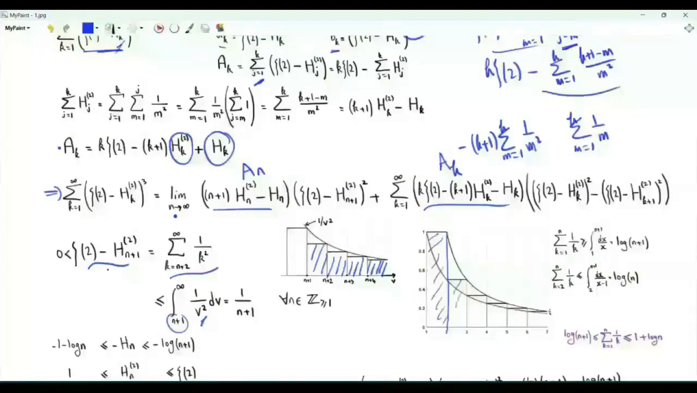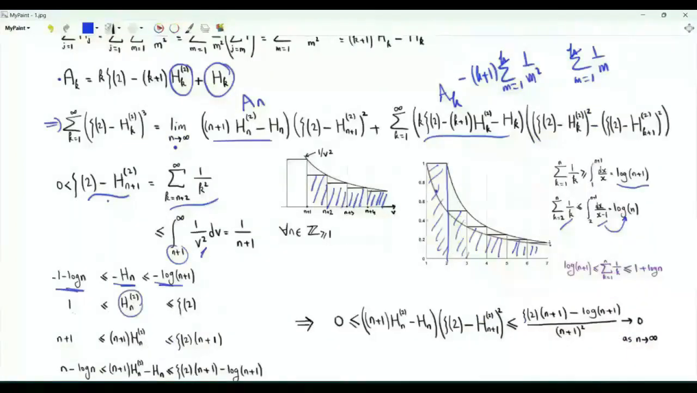The harmonic number H_n is lower bounded by the area under the red curve. That's the integral over x from 1 to n plus 1 of 1 over x. The lower bound is log of n plus 1. The nth harmonic number minus 1 is upper bounded by the integral over x from 2 to n plus 1 of 1 over x minus 1. The integral is equal to log n. The harmonic number is upper bounded by 1 plus log n. So minus the nth harmonic number is between minus 1 minus log n and minus log of n plus 1.